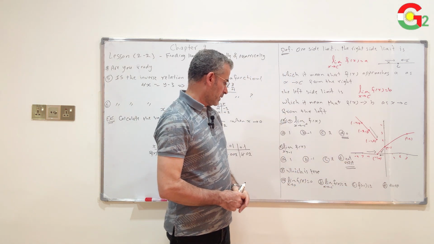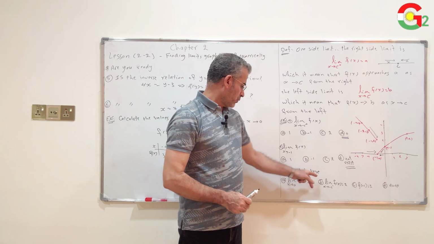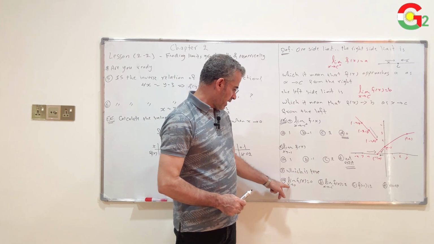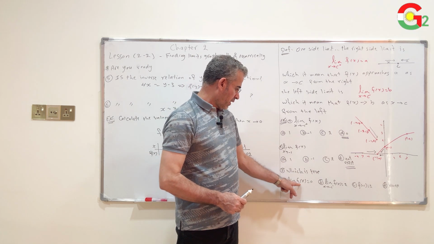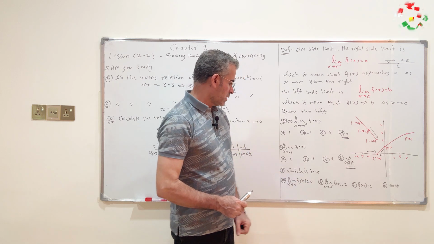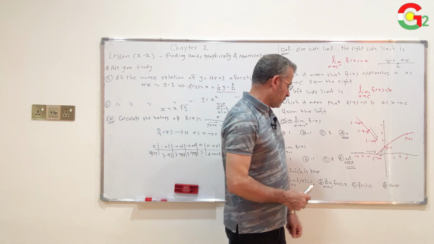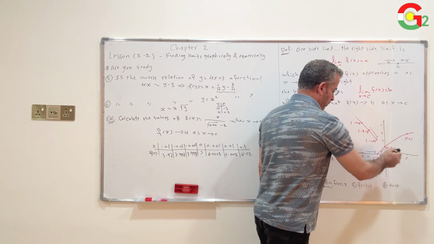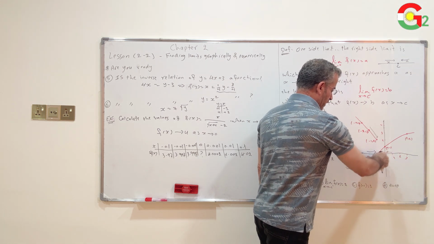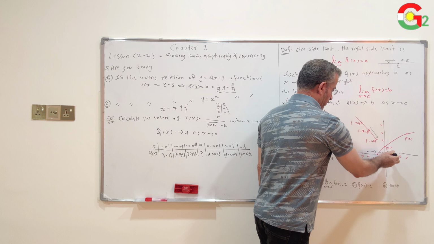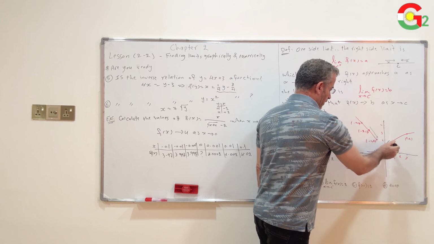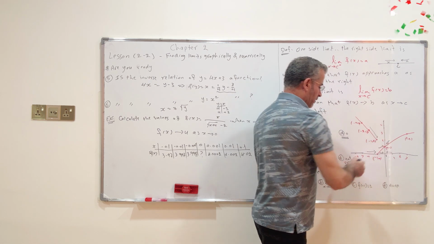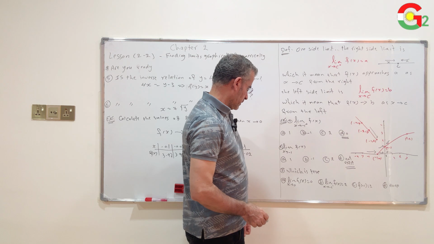Answer D. Which is true? Question number 3. Limit as x approaches 0 for f of x equal to 0. Let me see. Limit as x approaches 0, from left and from right. As you see, the function approaches 1 from both sides.